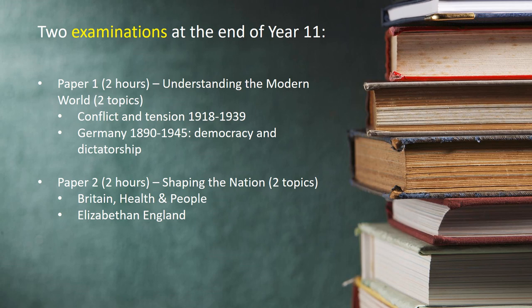Paper 2 is called Shaping the Nation, and again there are two main topics. Topic 1 is called Britain, Health and People and will give you a detailed understanding of how medicine and public health evolved in Britain over the course of centuries and how these developments have impacted on British society.